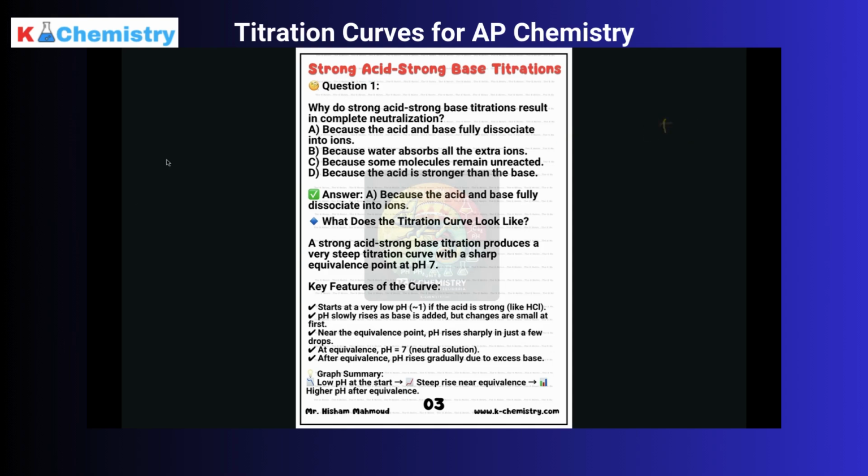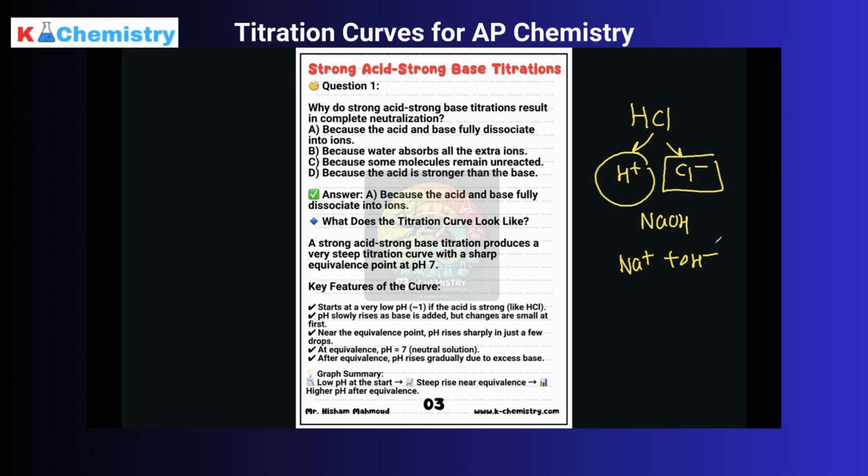So let's write it down. The HCl brings H plus and Cl minus. The NaOH forms Na plus and OH minus. So the acid and base fully dissociate into ions. There is nothing left over. So the H plus and OH minus form water molecules.